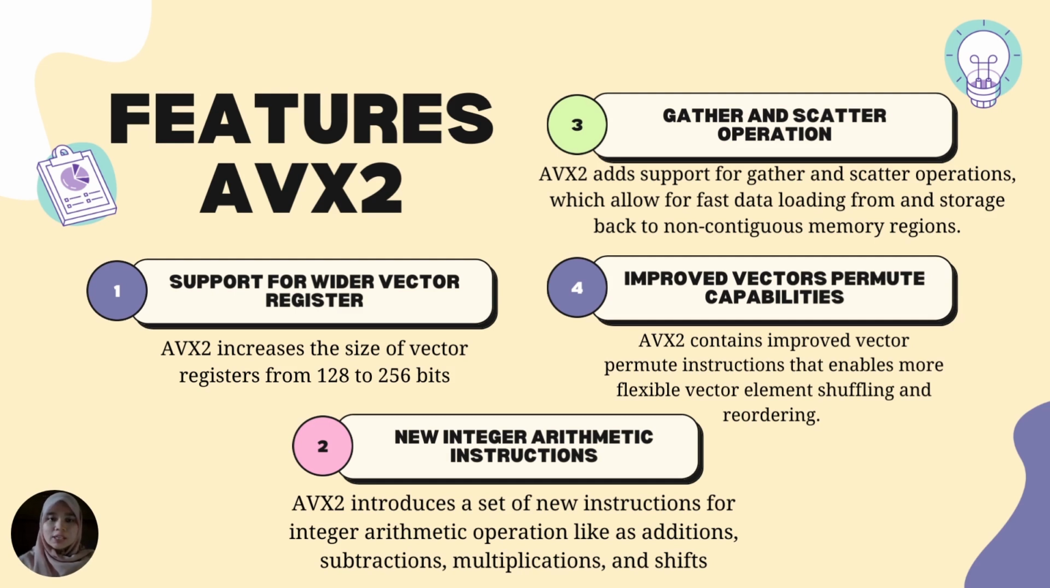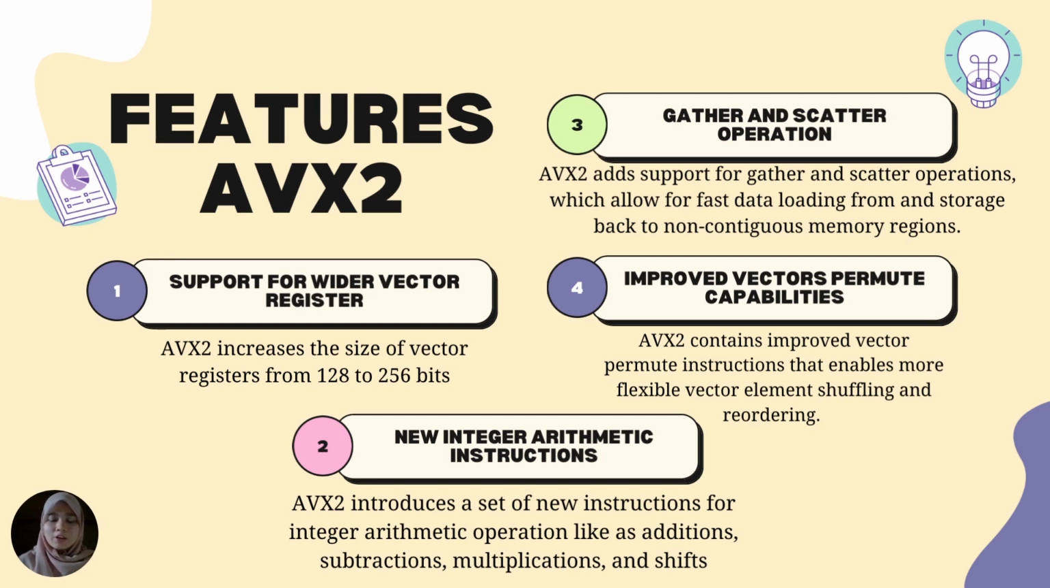Okay, number three is AVX gather and scatter operation. AVX2 adds support for gather and scatter operations, which allow fast data loading from and storage back to non-contiguous memory locations. This capability is very beneficial for irregular data structures and algorithms.